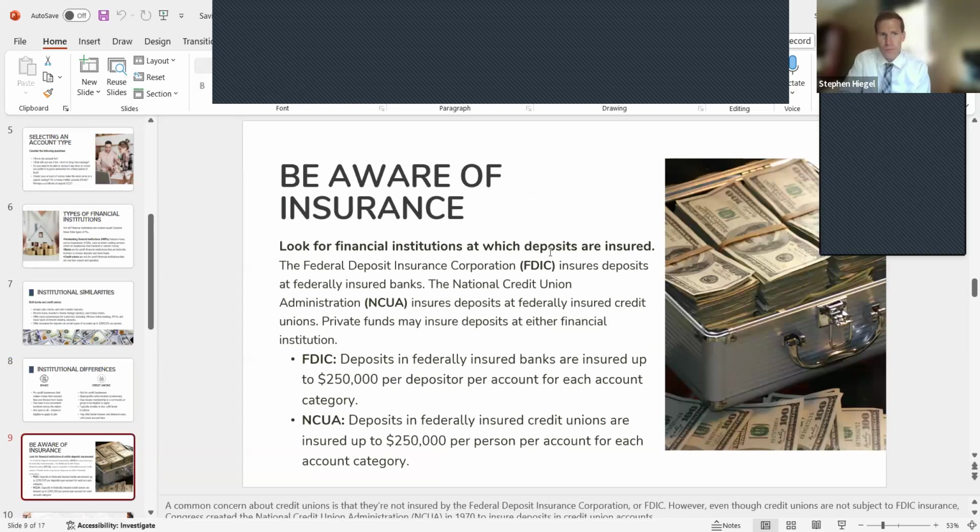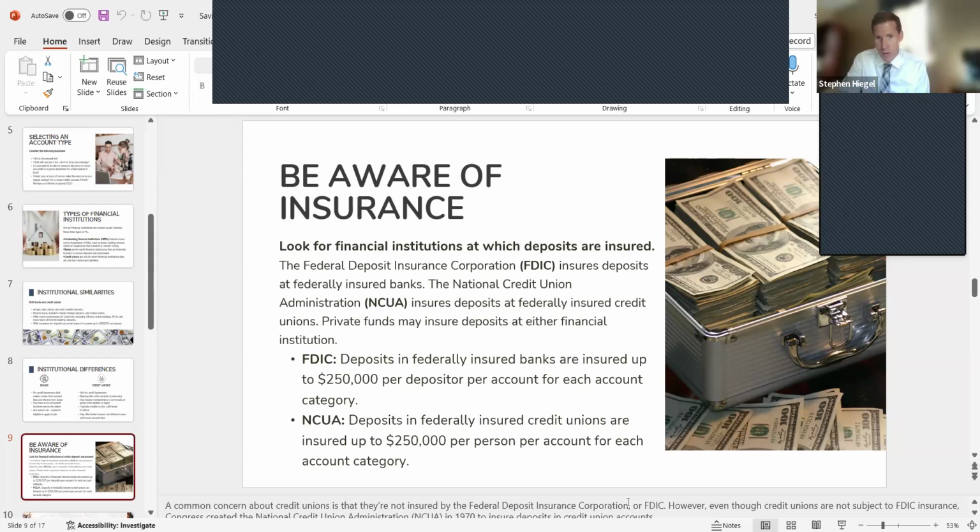Beware of insurance. Look for financial institutions of which deposits are insured. The Federal Deposit Insurance Corporation, FDIC, insures deposits at federally insured banks. The National Credit Union Administration, NCUA, insures deposits at federally insured credit unions. Private funds may insure deposits at either financial institution. The FDIC deposits in federally insured banks are insured up to $250,000 per depositor per account for each account category, while the NCUA, the deposits in federally insured credit unions, are insured up to $250,000 per person per account for each account category.